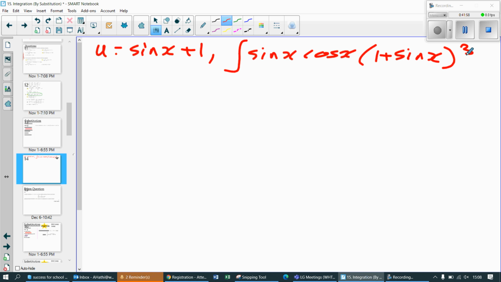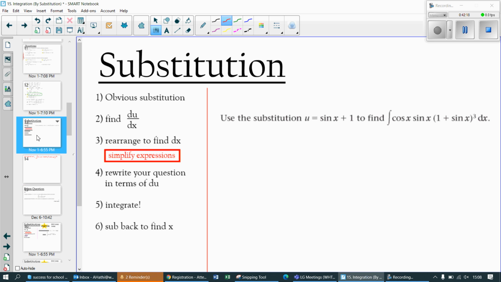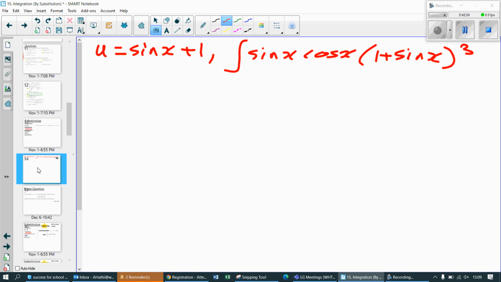And again, we're going to just have to do a few tricks of the trade here. There's a few little common things that happen all the time, which we just have to be aware of. Okay? So, before I start, I'm just going to check I've written it down correctly. Sine x cos x 1 plus sine x cubed. Yeah, that's correct. Cos x sine x doesn't matter.